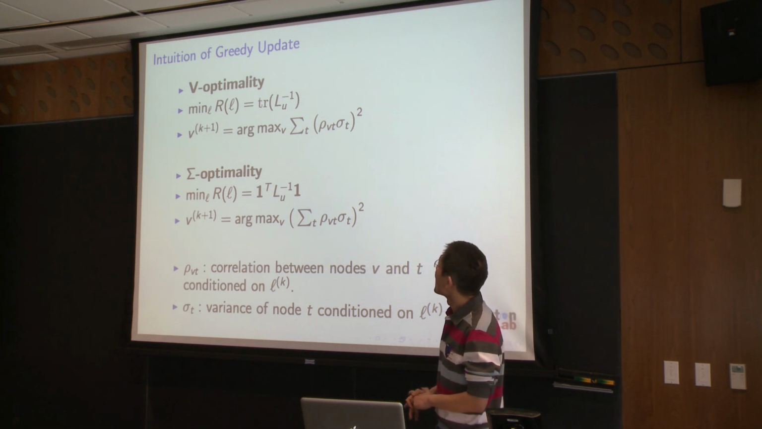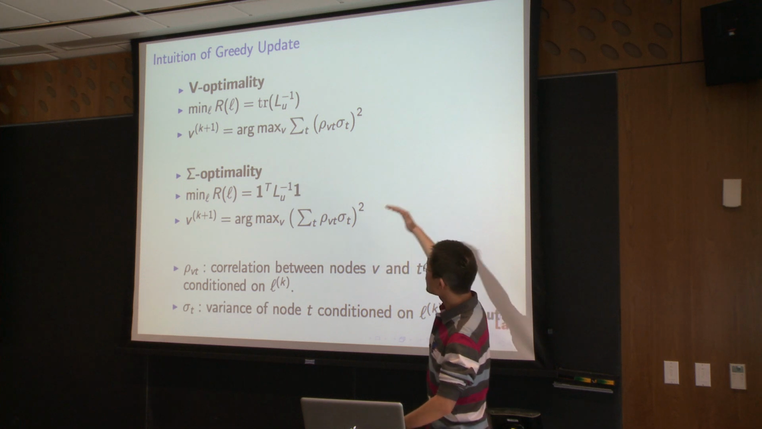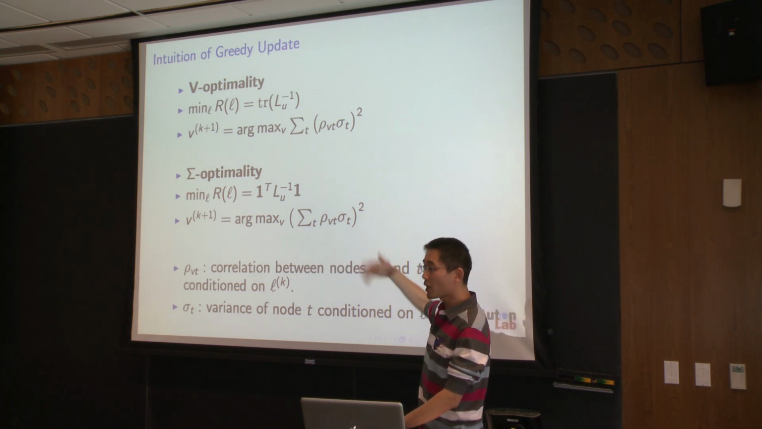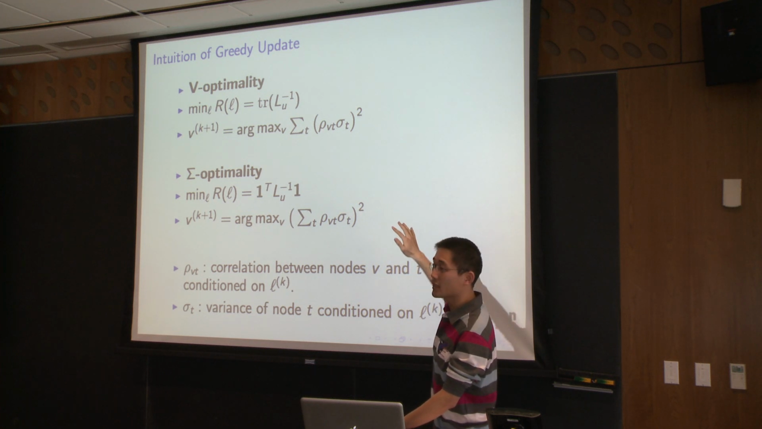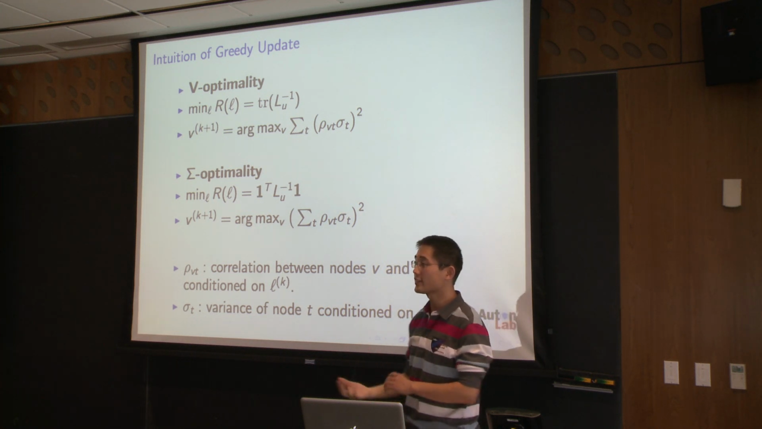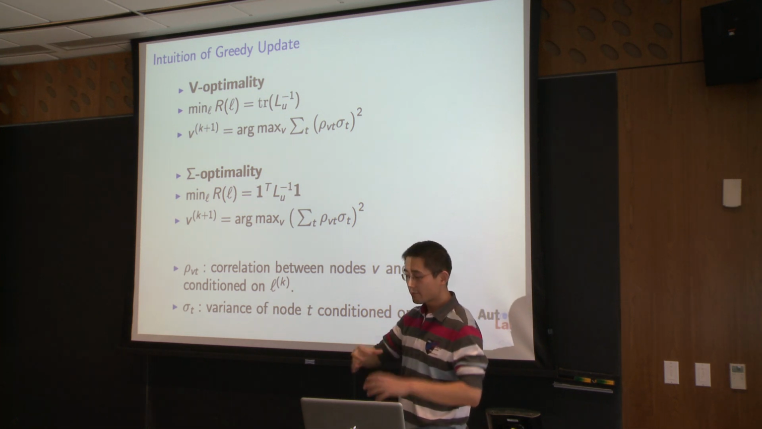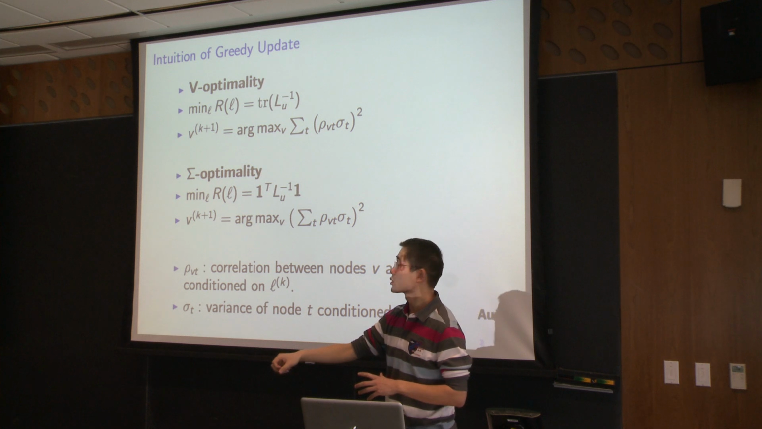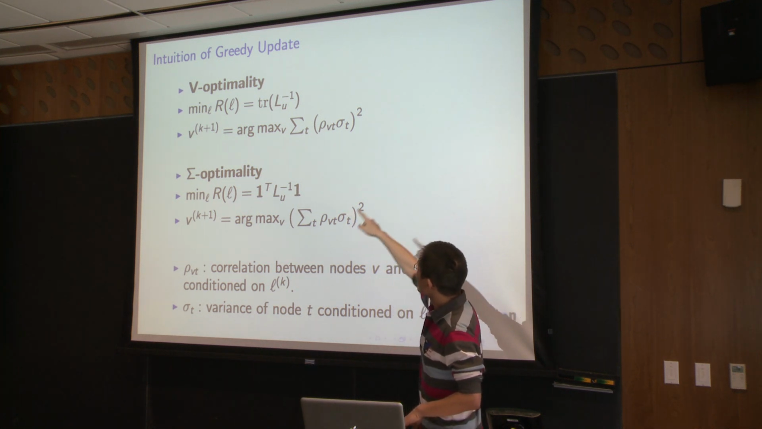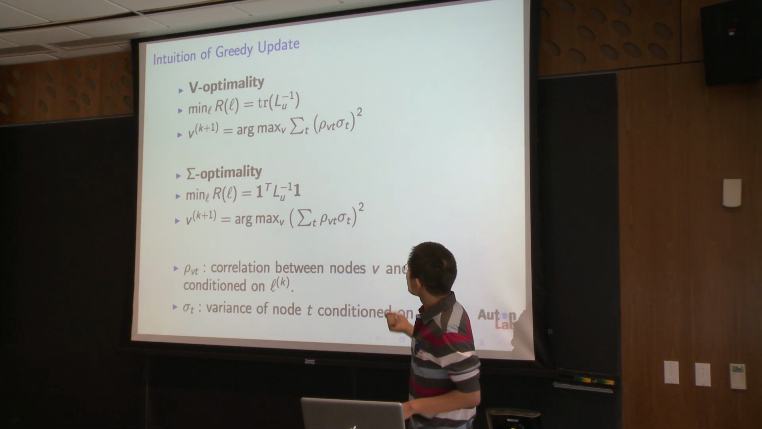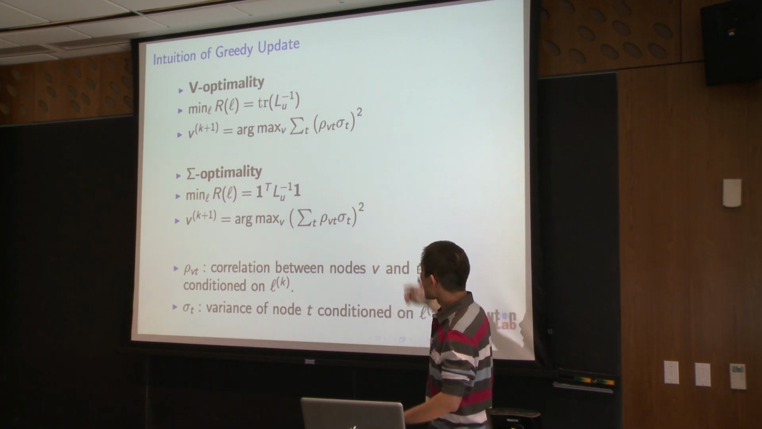Here's why. First, let me explain that V optimality actually is doing something. If we ignore all the set optimization and the approximation to the set optimization, we just look at the greedy sequential selection algorithm. There is an intuition behind this. This says if we're given k nodes, we want to pick the next node to query so that the next node V is highly correlated to a lot of nodes T which have high variance.